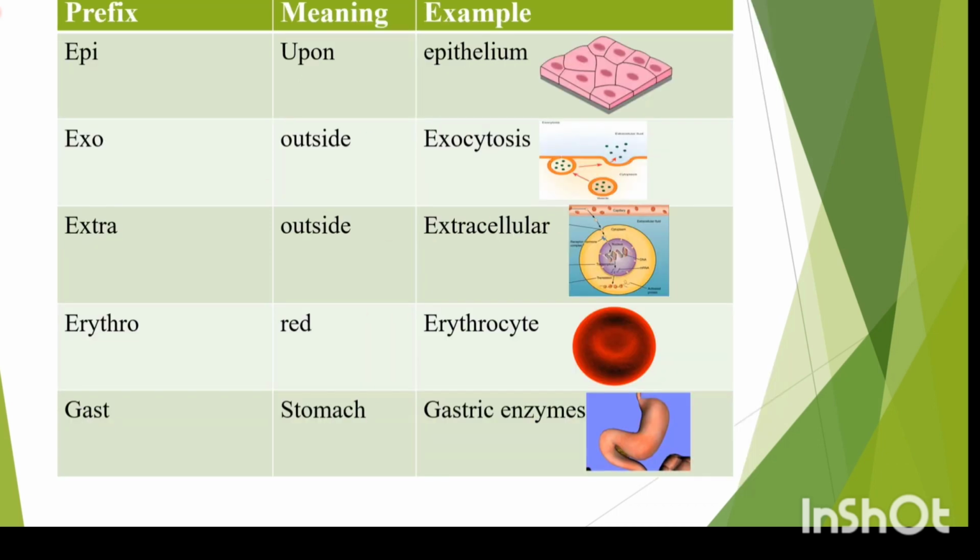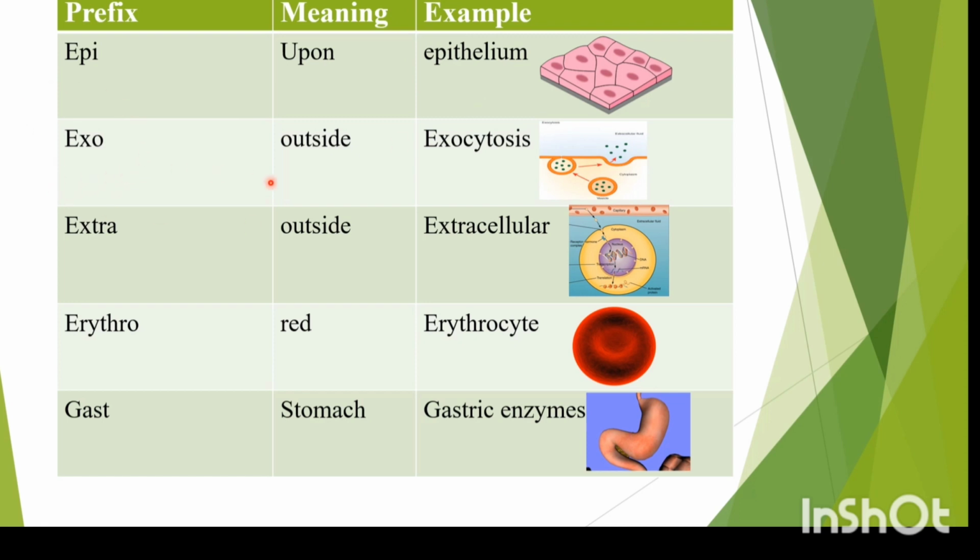Next prefix is epi. Epi means upon. Example, epithelium. See here, this epithelium tissue layer covers the surface of every organ. So, the surface of every organ is covered by epithelial tissue.